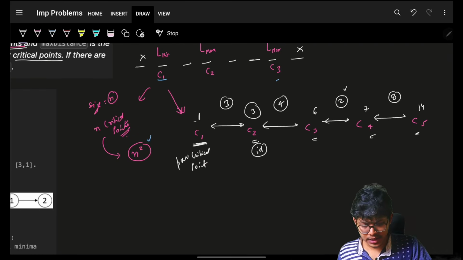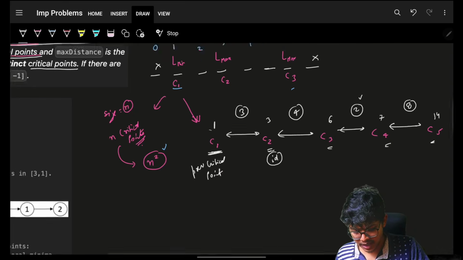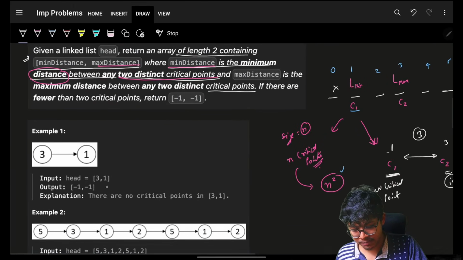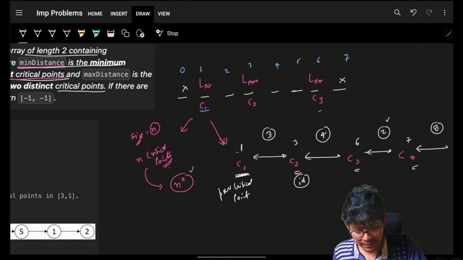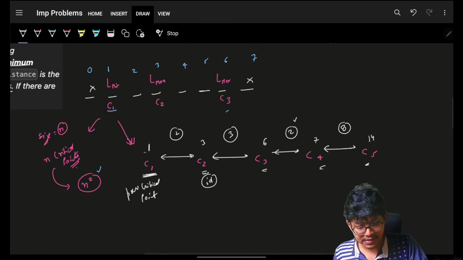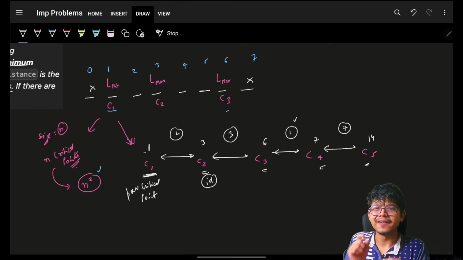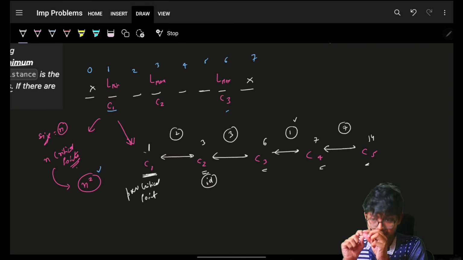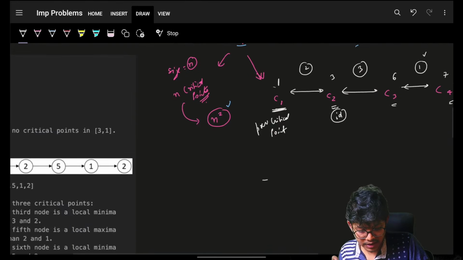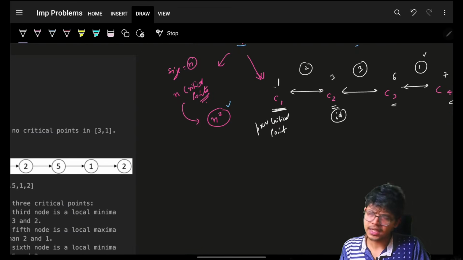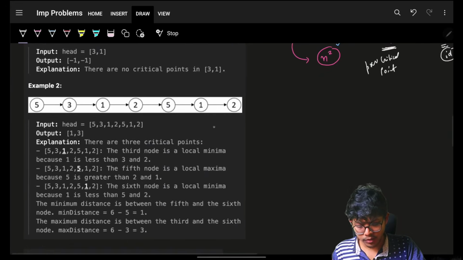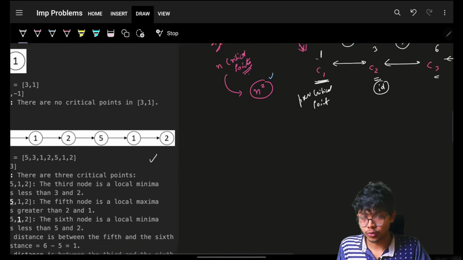Again, if you look back at the examples they have given, they have taken the distance as 3 minus 1, which is 2, 6 minus 3, which is 3, 7 minus 6, which is 1, and 14 minus 7, which is 7. So they have not taken the actual distance in terms of the complete thing. They have just taken the difference of the indexes. Again, both are completely fine. You should go about it how the problem wants you to.